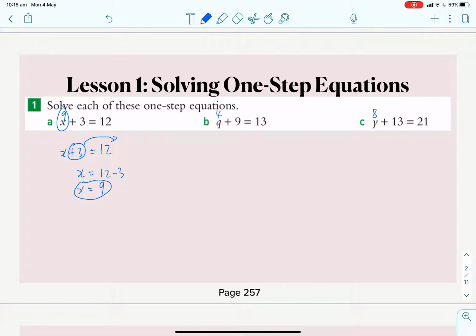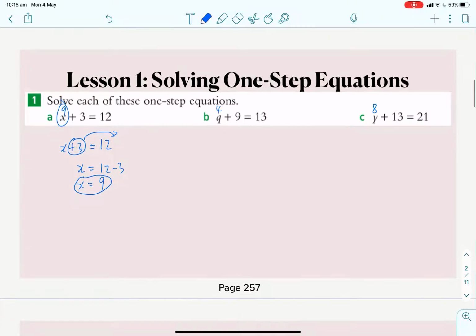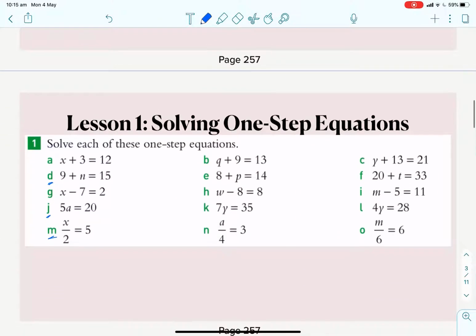Yeah. So similar to that one, q plus 9 equals 13. So we move plus 9 to the other side, which means we just write the rest down first, and then we write the one that we moved. Now the opposite of plus 9 is minus 9. So q is 13 minus 9. 13 minus 9 is 4. Easy. Then y plus 13 equals 21. The opposite of plus 13 is minus 13, so y is 8, okay? Give it a go on those ones.